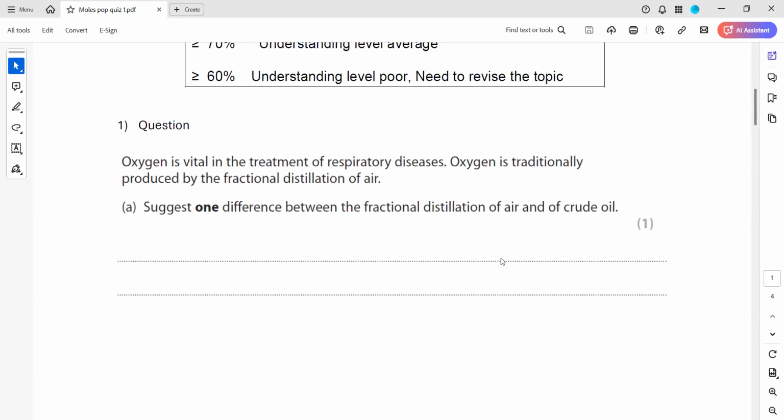So what is actually a crude oil? The crude oil is liquid at room temperature. But what about the oxygen or air? Air is the gas. So how are the two different from each other?